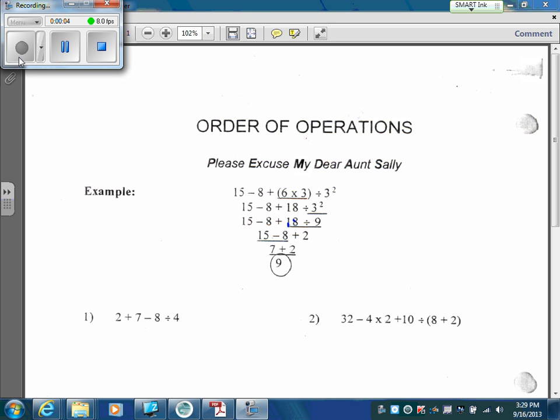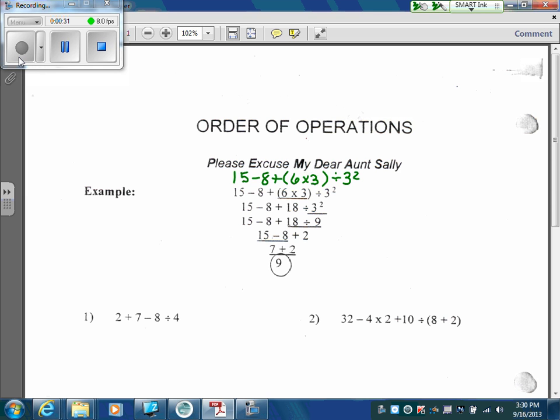Operations is the way in which we have to do each problem that has multiple operations in them. Remember, operations are things like add, subtract, multiply, divide. So if you notice, I have a problem that started off here. And look at all these different things going on.